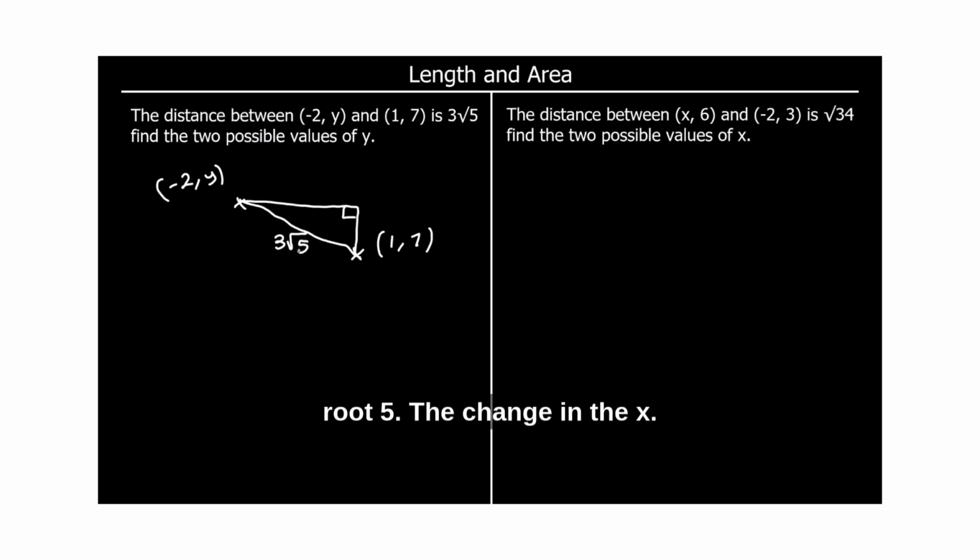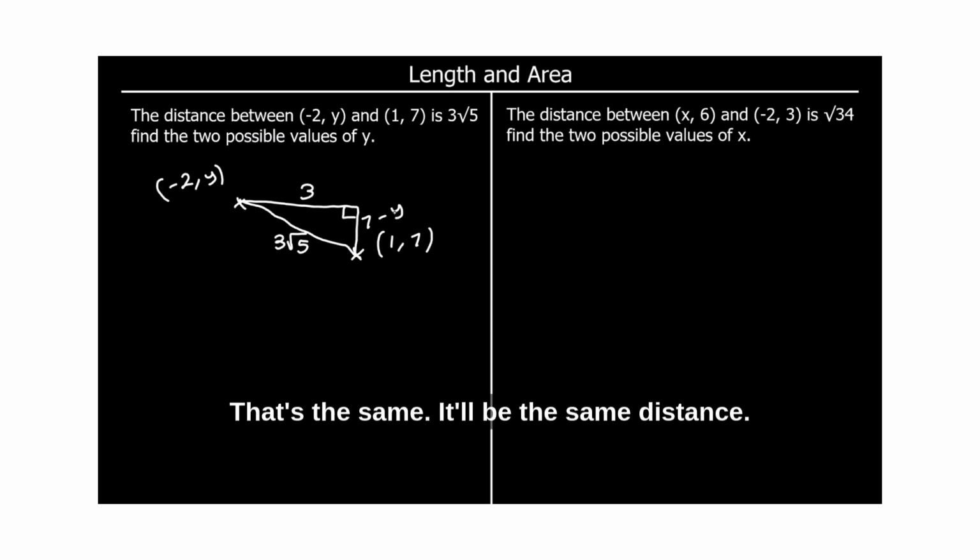The change in the x's, the distance between the 2 points for the x's is, well, from -2 to 1 is 3. And the change in the y's, we've got 7 on y. How do we find the distance? We take them away. So the same as if we said we did 1 take away -2, which was 3, we can just do 7 take away y for the distance between these 2 points. It doesn't matter if we do y minus 7. That's the same. It'll be the same distance.